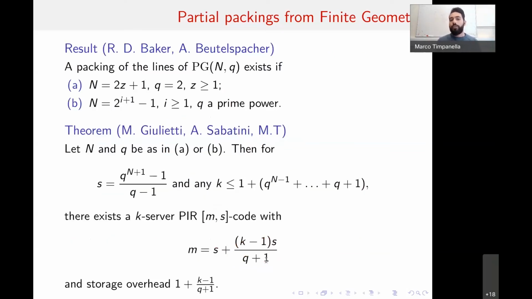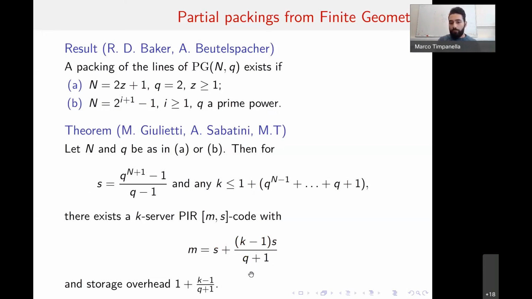Sufficient conditions for the existence of a packing of the lines of PG(n,q) are well known. For instance, we can assume n and q as in these two cases. And with this assumption, we prove the existence of a family of PIR codes with this dimension, a certain number of servers, and this length.